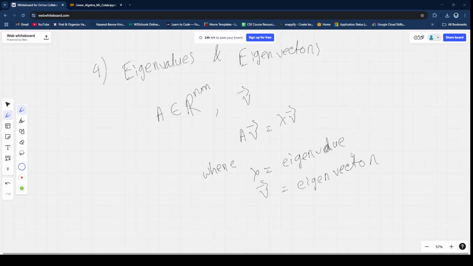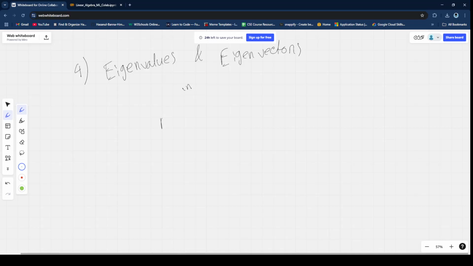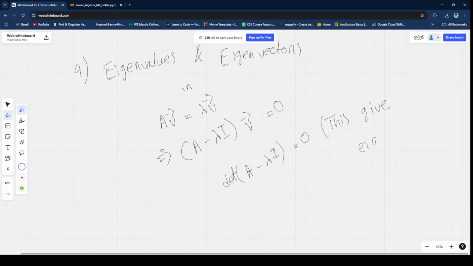Now how can we find it? To start, we have A v vector equal to lambda v vector. If we take the vector in common, I have A minus lambda I times the vector equal to 0. To find the non-trivial vector, what we need is the determinant of A minus lambda I, where, for your information, I here is an identity matrix, equal to 0. This gives us the eigenvalue here.